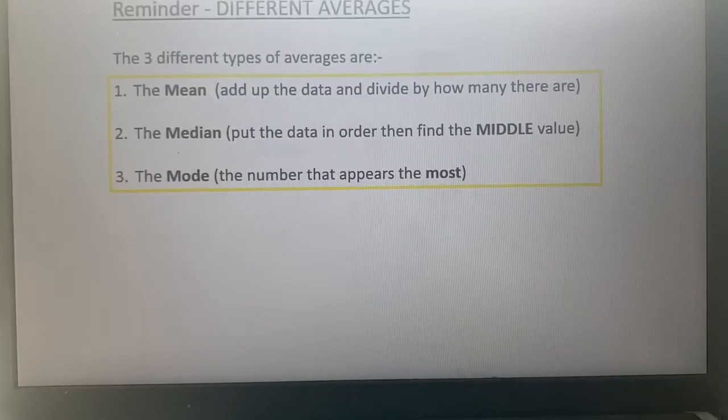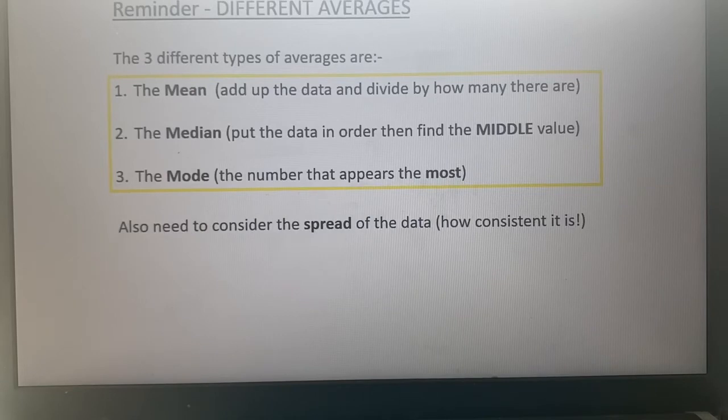The first one is the mean, which is the one that we're going to be using today. That's where we add up all the data and divide by how many bits of data that we've got. And that gives us a value called the mean. The median we find by putting the data in order from highest to lowest, or lowest to highest, and then finding the middle value. And the mode is the one that appears most often.